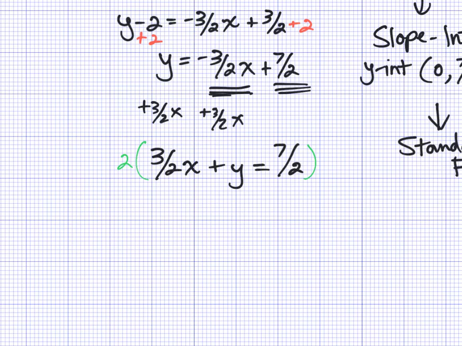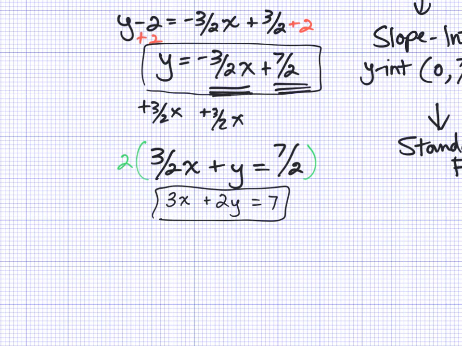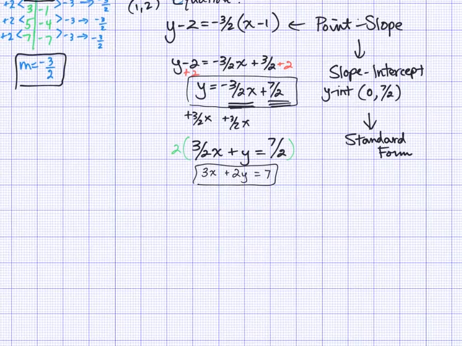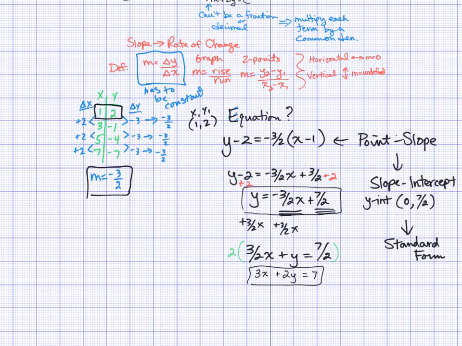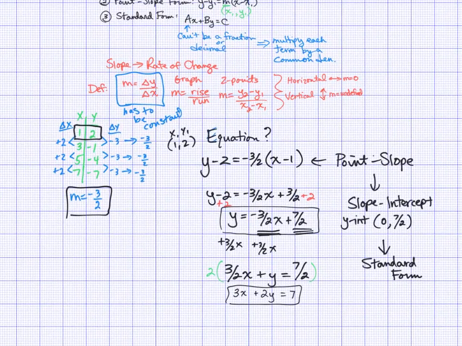I'm just going to go ahead and multiply every single term in there by 2. So 2 times 3/2 is going to be 3. We get 3x plus, and then 2 times y is 2y equals 2 times 7/2 is 7. What ends up happening then is we clear all the fractions, and all of our coefficients are now integers. So these are the three forms. Okay, these are the three forms of linear functions and how to write them.